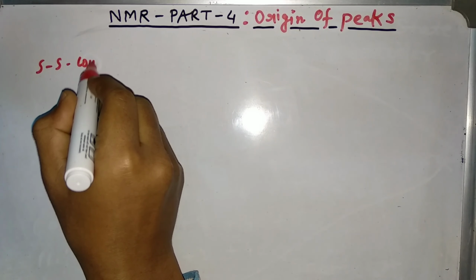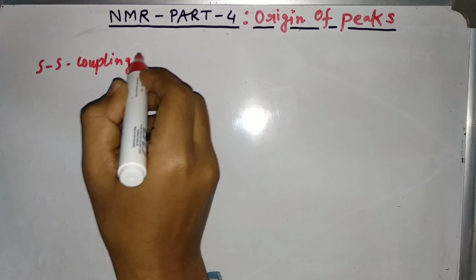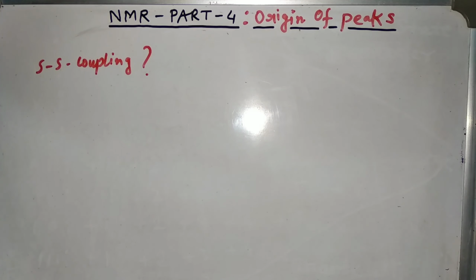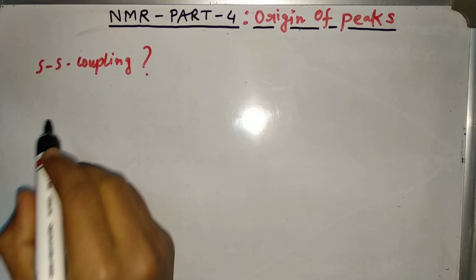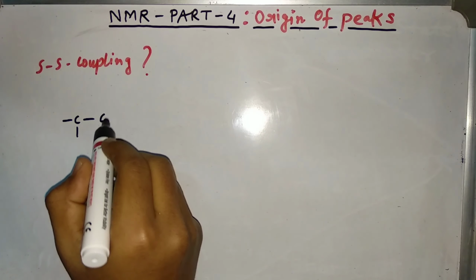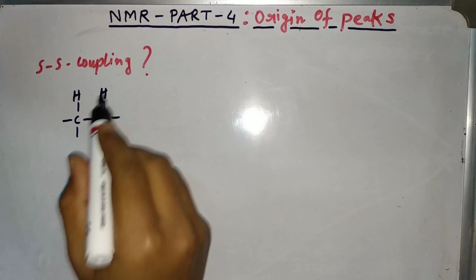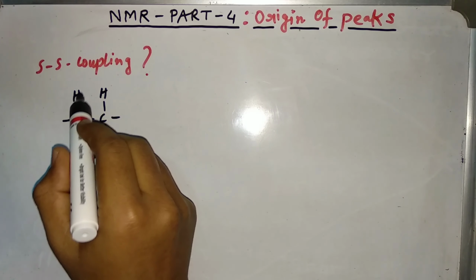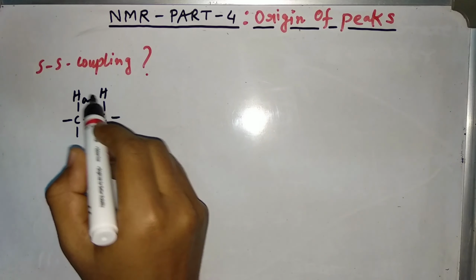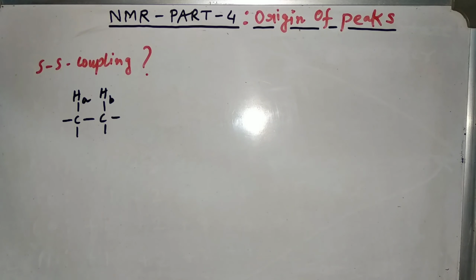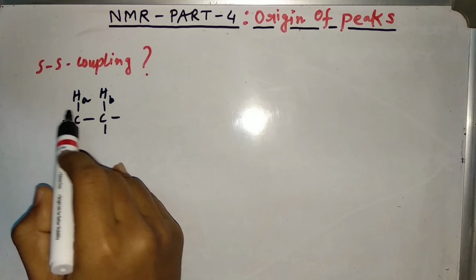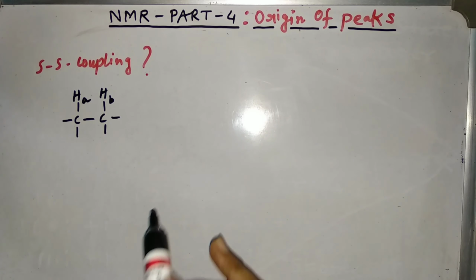Spin coupling. So what is spin coupling? Spin coupling means, suppose let's take a system like that: a system where here is one hydrogen, here another hydrogen. We mark these as HA and HB. So how do HA and HB give NMR peaks with a particular splitting pattern? This will be important.